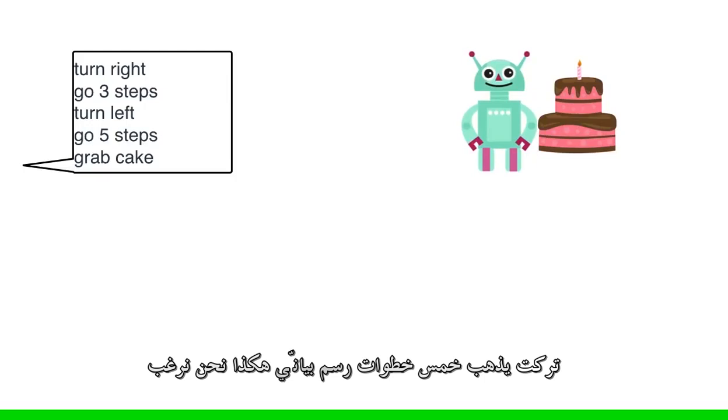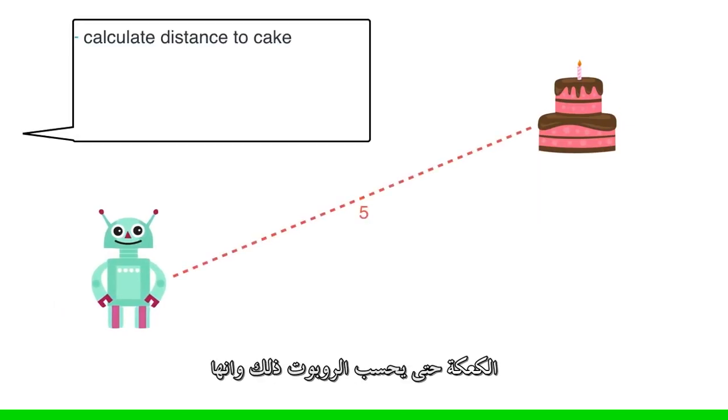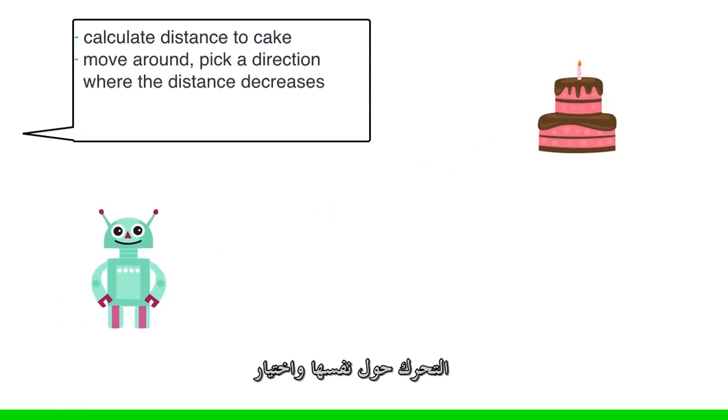So we want a solution that is general. Like we did with the human, we want to take one instruction and give it to the computer, and no matter what the location of the computer, we want to find the cake. So this is what we do. We're going to say, calculate the distance to the cake. So the robot calculates it, and it's 5. Then we're going to tell the robot to move around itself and pick a direction where the distance decreases.